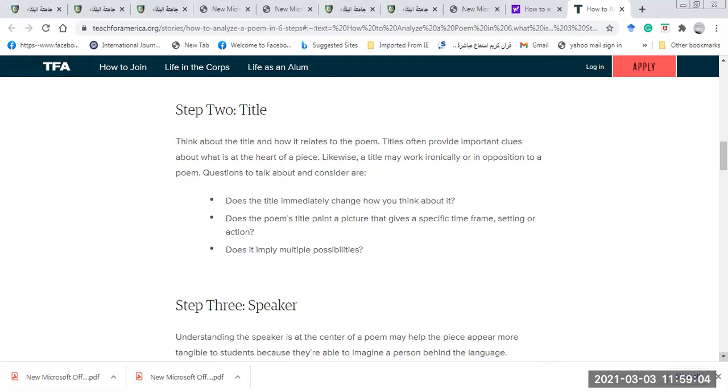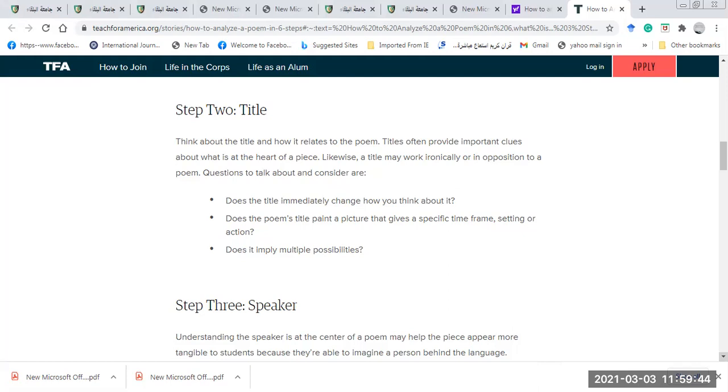Now, to understand the title very well, you have to consider the following questions. Does the title immediately change how you think about it? Does the poem's title paint a picture, give a visual imagery in your mind? Does it give a specific time frame, setting, or action? Does it imply multiple possibilities? So whenever you have a title of the poem, you have to ask yourself these questions.